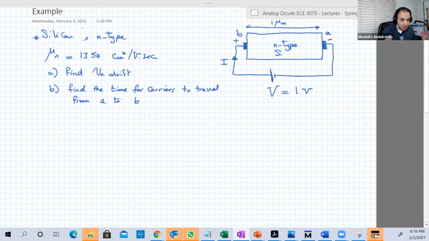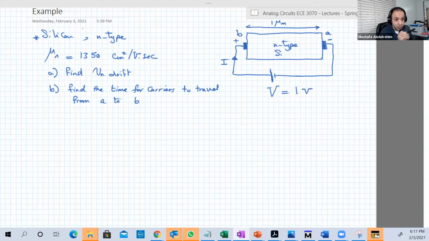Since we put a voltage, a battery, a current will flow from the positive terminal to the negative terminal. And we should expect that since it's N-type, most of this current comes from the electron carriers in the conduction band. We want to find in that example the drift velocity Vn of these carriers, and also the time for the carriers to move from A to B, not from B to A.